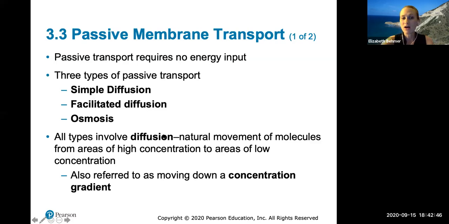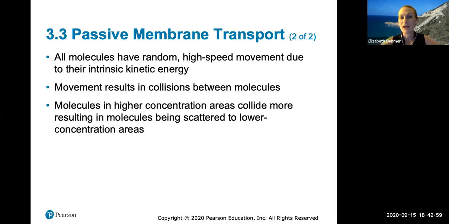And all of them involve diffusion, which is what we call the natural movement of molecules from an area of high concentration to low concentration. And we refer to that as the concentration gradient. All molecules have random high-speed movements where they're bouncing off of each other.